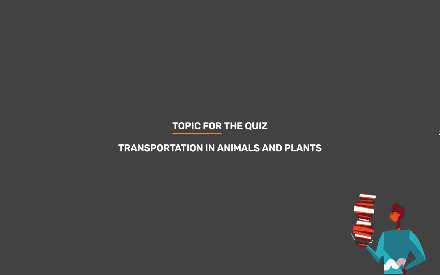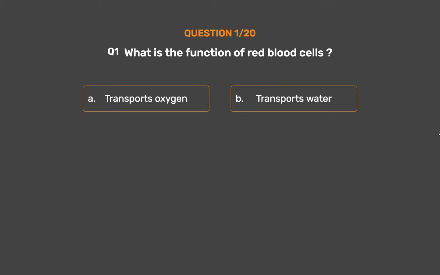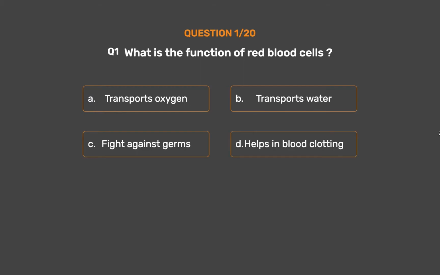Topic for today's quiz is transportation in animals and plants. Question number 1. What is the function of red blood cells? Option A. Transports oxygen. Option B. Transports water. Option C. Fight against germs. Option D. Helps in blood clotting.